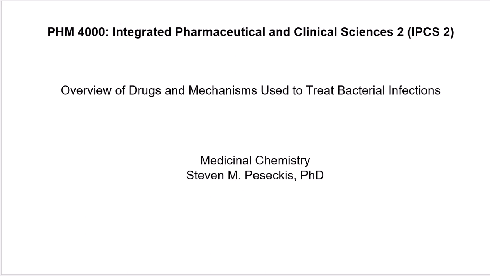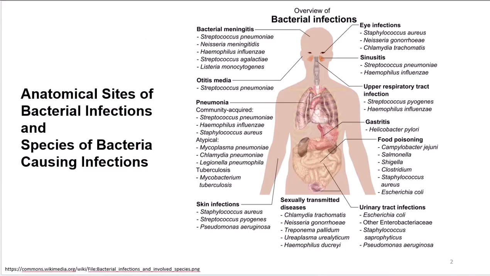In this section, we just want to do an overview of drugs and their mechanisms, and the drugs that are used to treat bacterial infections. Remember from microbiology, we talked about different bacteria, and here just as a quick reminder, you have Helicobacter pylori in the stomach. In the respiratory tracts, you have Streptococcus pyogenes and Haemophilus influenzae. So this is just a quick overview of the bacteria.